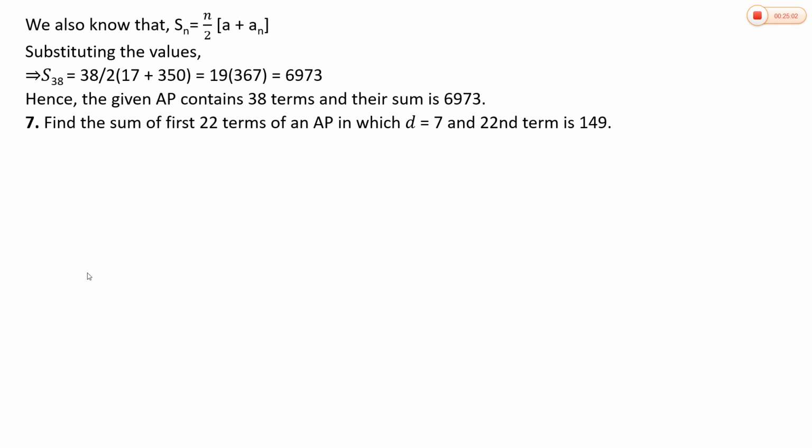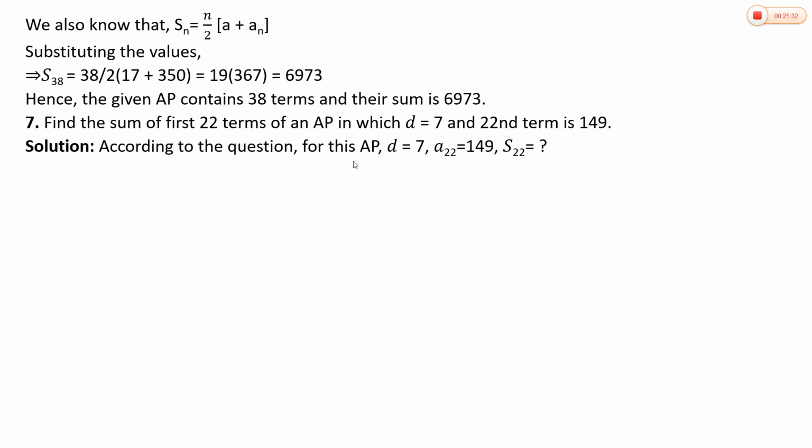Let's see the next question. Find the sum of first 22 terms of an AP in which D is 7 and 22nd term is 149. You don't know the value of A here. So in the question it is given that D is equal to 7, A22 is equal to 149. You have to find S22, that means the sum of first 22 terms.